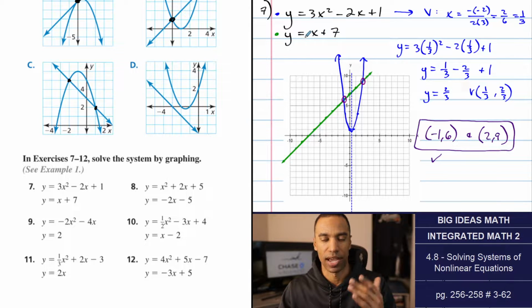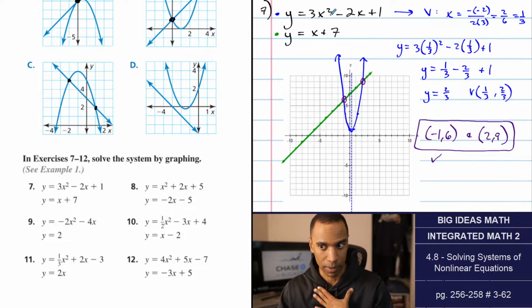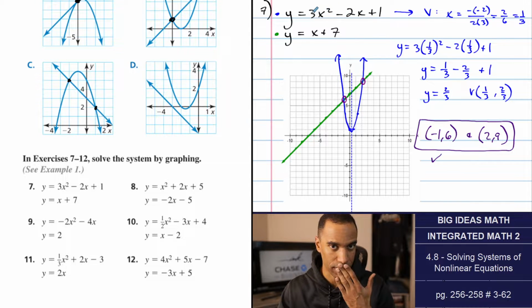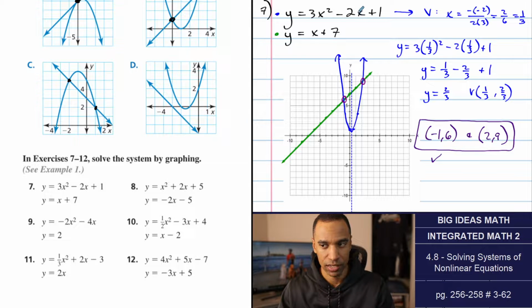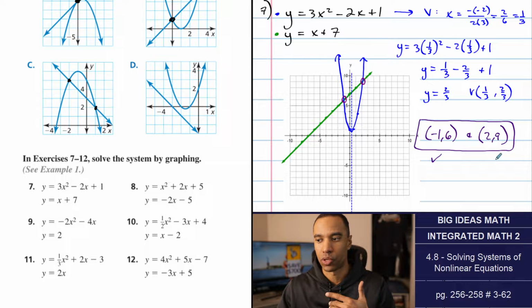2 plus 7 is 9. Okay. It's really more important to check this one, right? This is the one where I'm not sure if it hits there. 2 squared is 4. Times 3 is 12. Minus 8, 2 times 2. Plus 1 is 9. So yes, that one checks out as well.